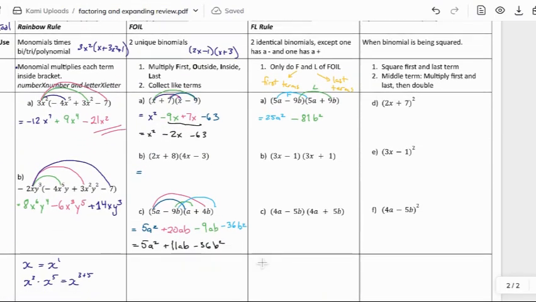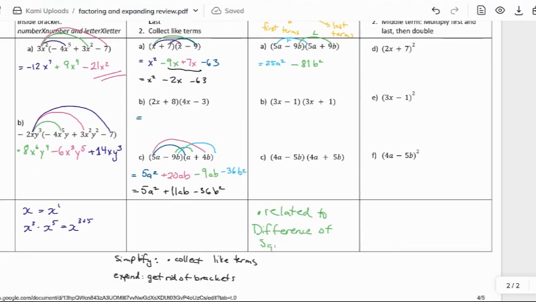So maybe in my hint, I would write related to difference of squares. If that makes sense for me, it makes sense for me, so I'll write it.